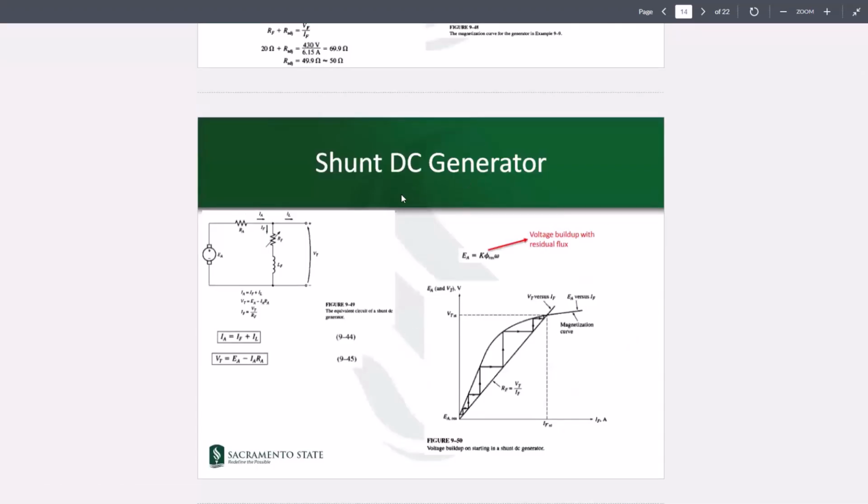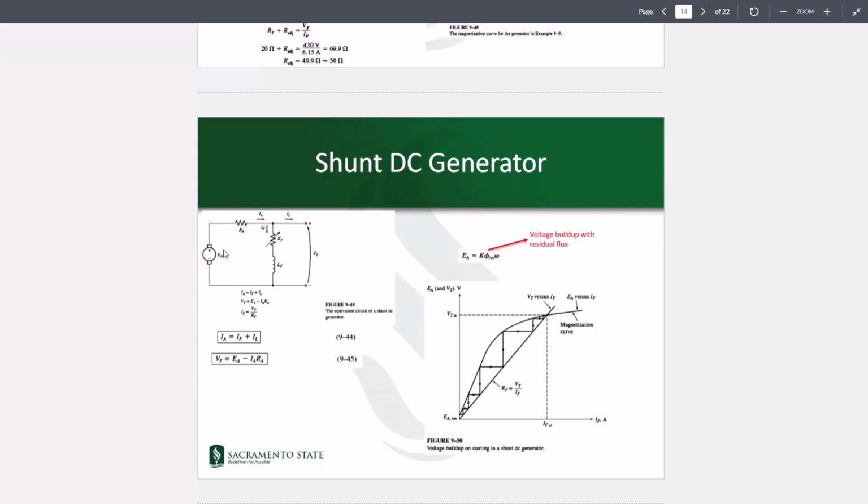All right, now let's go to the next generator, which is the shunt DC generator. In the shunt DC generator, you would have this circuit. So the field circuit would be on the terminals of the generator. If this machine was working as a motor, you could provide the voltage here, and you would get an IF, or the field current, right away in order to operate this machine.